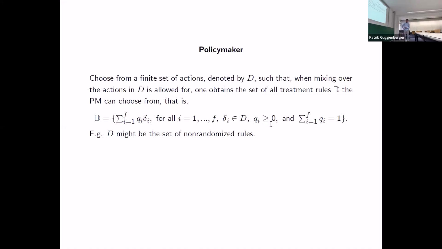There's only finitely many non-randomized rules, right? For every history that you observe, you have to decide whether you apply treatment 1 or treatment 2, right? That's what non-randomized means. And given that there are only finitely many samples, the space of non-randomized rules is finite. And we allow the policymaker to then mix over those finitely many non-randomized rules. Okay, so the action space for the policymaker is the non-randomized rules, and the policymaker is then allowed to mix over those.